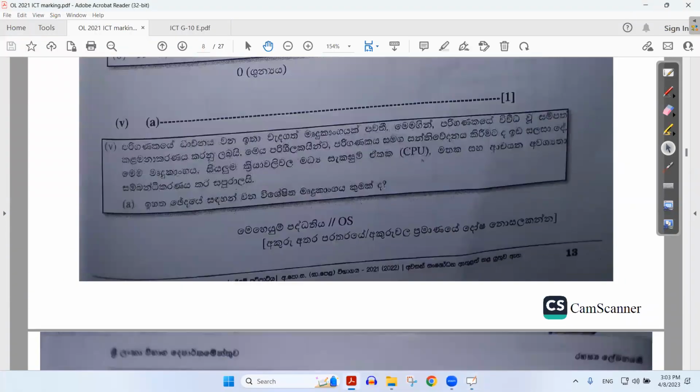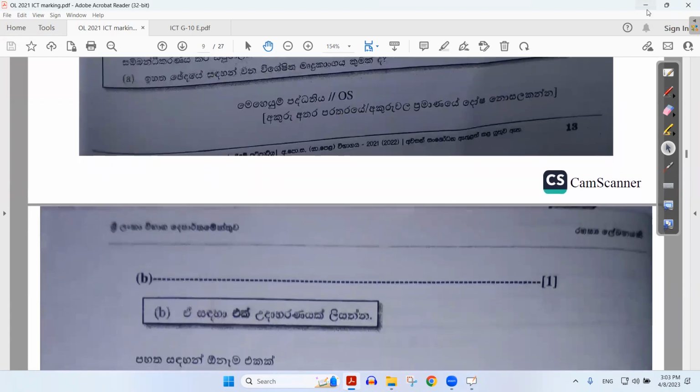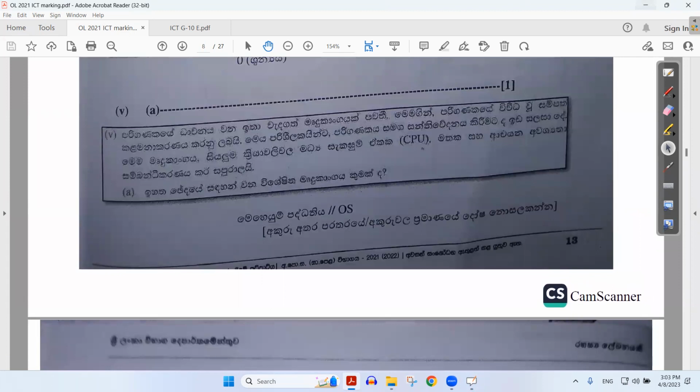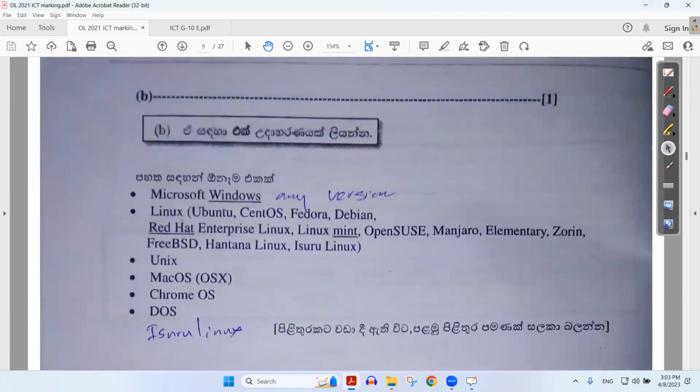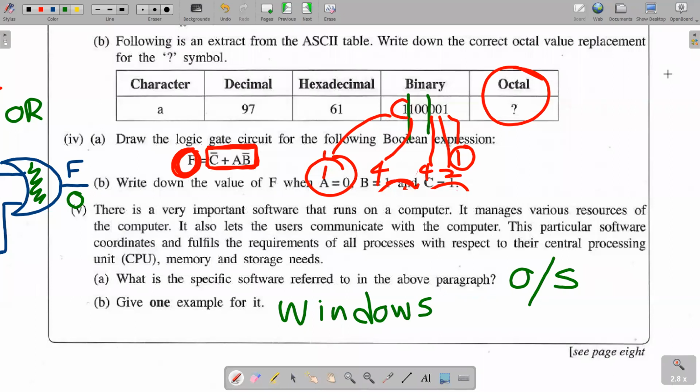So in the marking scheme, they have given marks for the OS as well. If you have said it is OS, 1 mark, and here come the operating system examples. If you have written any one of those, then again you can take 1 mark. There can be many different operating systems; these are some of the examples that you can find. So 1 mark. Question number 6.